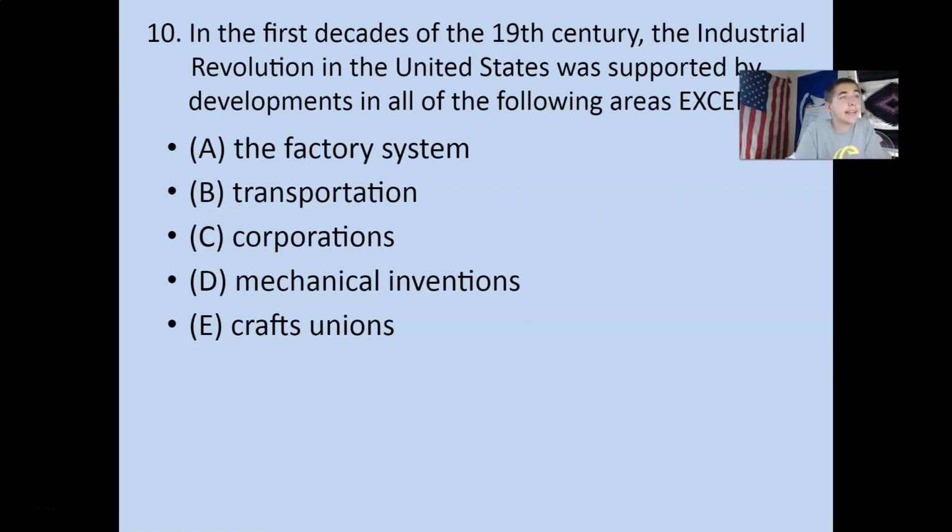In the first decades of the 19th century, the Industrial Revolution in the United States was supported by developments in all of the following areas except: A. The factory system, B. Transportation, C. Corporations, D. Mechanical inventions, E. Craft unions. The answer is E, craft unions.